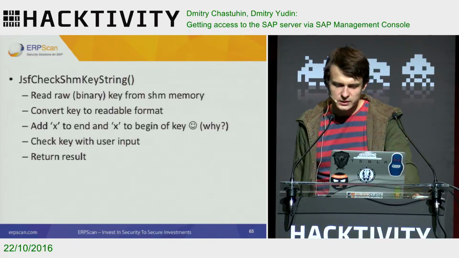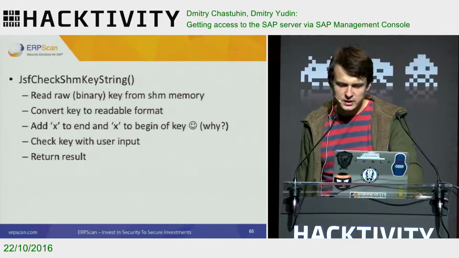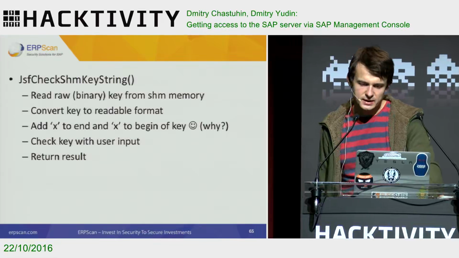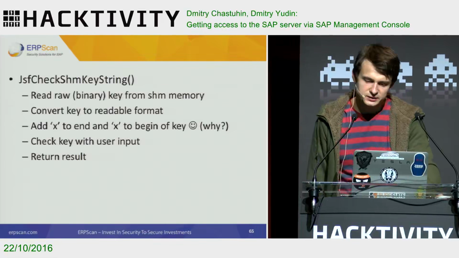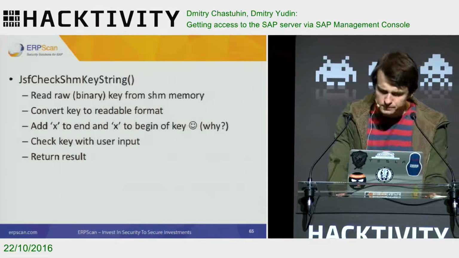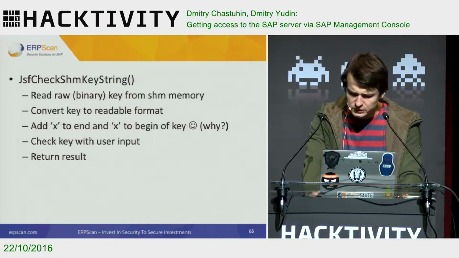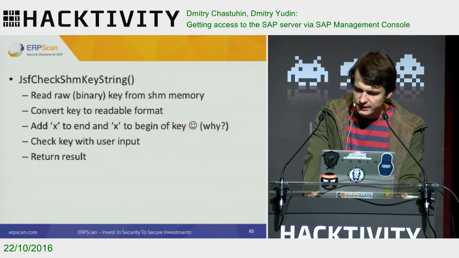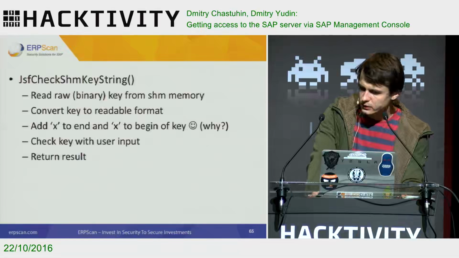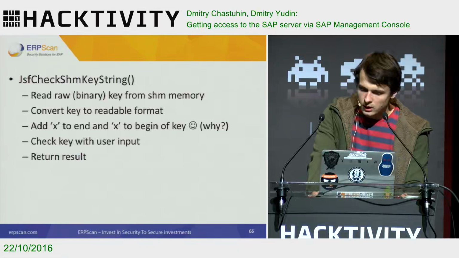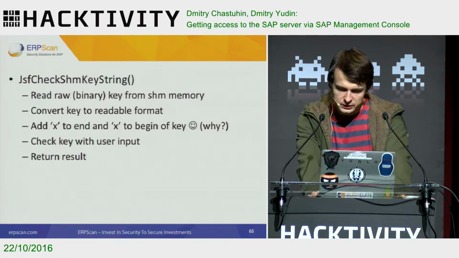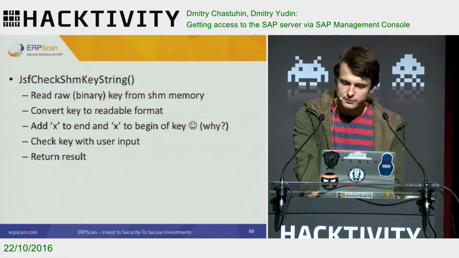On this slide, you can see how this function works. It reads the binary key from shared memory, and after some modification, converts this key to a readable string format. After that, it adds the char X to the end and the beginning of the key. Then the function checks the key against user input, and if everything is okay, returns a positive result.